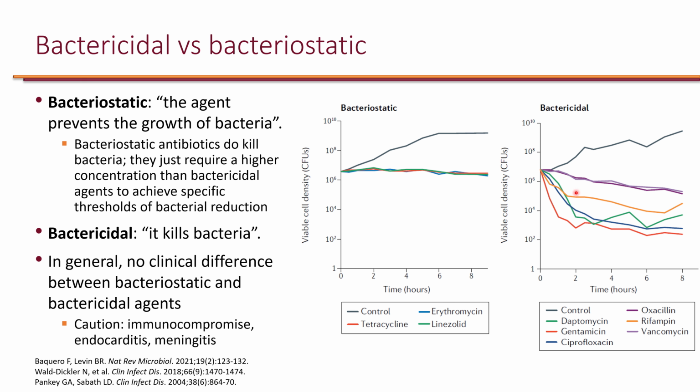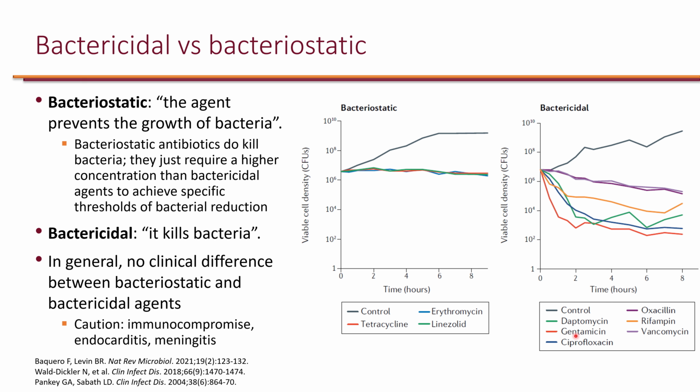Now on the right-hand side, the same thing is done with bactericidal agents. So you can see again the control line. So if you leave it alone, the colony forming units will increase over time. Now if these are bactericidal, then they actually mean that they will drop the number of colonies. So it's not just a flat line. They actually decrease the number of colony forming units over time, and some of them more rapidly than others.